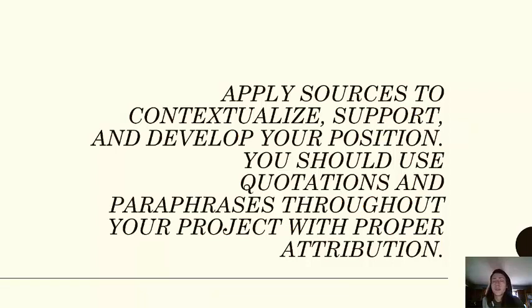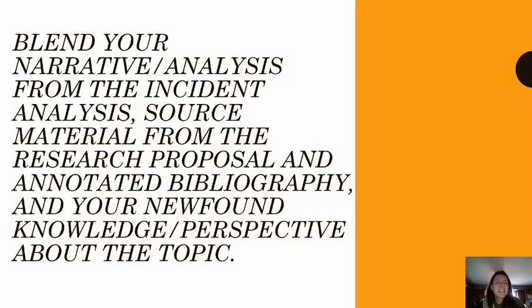So refer to your interviews, refer to your surveys, refer to your observations, and have that material threaded throughout the rest of your project to give context as well as support the ultimate argument that you're making. Blending your narrative and your analysis from your incident analysis, source material from the research proposal and bibliography, and your newfound knowledge and perspective about the topic is the best way to approach this researched project.